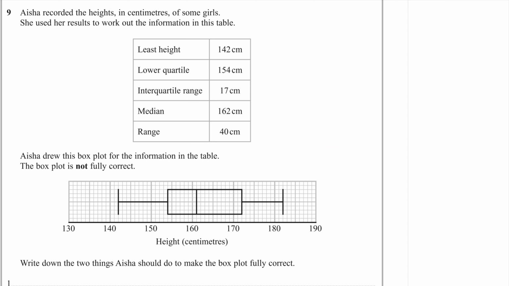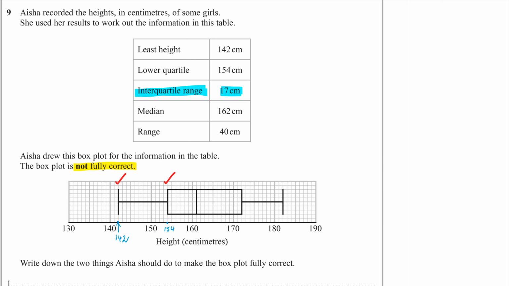Question 9. Aisha recorded the heights in centimeters of some girls. She used her results to work out the information in this table. Aisha drew this box plot for the information in the table. The box plot is not fully correct. Write down 2 things Aisha should do to make the box plot fully correct. The first section of the box plot represents the minimum, the least height. This is plotted at 142. It is correct. The second part of the box plot represents the lower quartile. This is at 154, also correct.